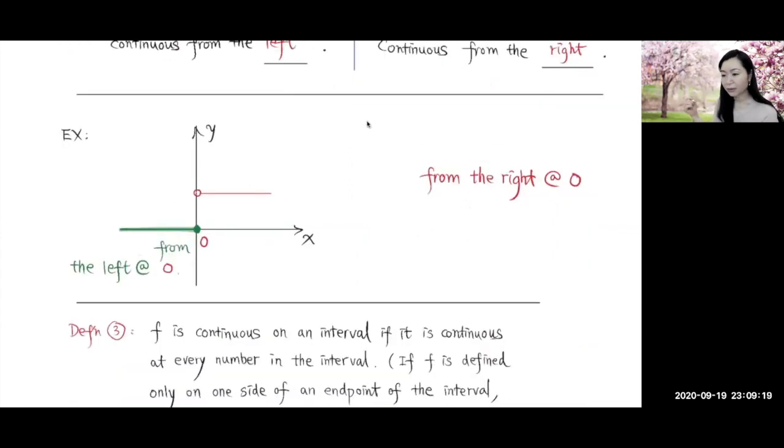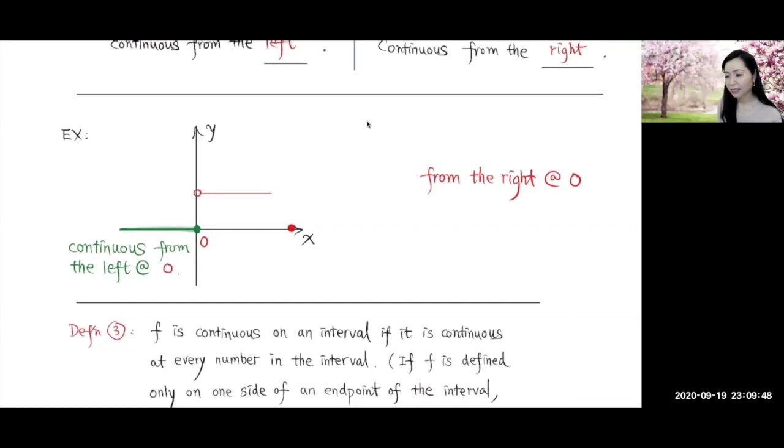So here's one more example. This function over here, if you're approaching 0 from the left, you see the solid dot over here. The left-hand limit is equal to f of 0. So this function is continuous from the left at 0.